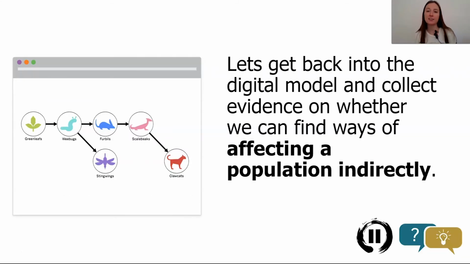We're going to get back onto the digital model today to think a little bit more about this. We are going to collect evidence on whether affecting one population can have an indirect effect on other populations in our ecosystem. If you have access to the digital model, pause the video right now and make sure you get there and open up the 6 population sim.